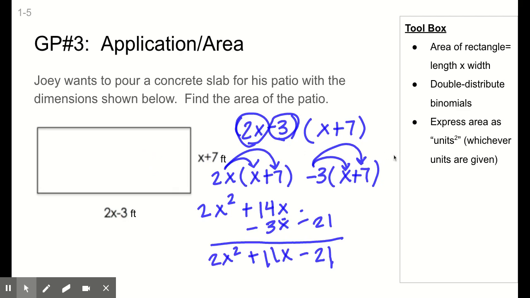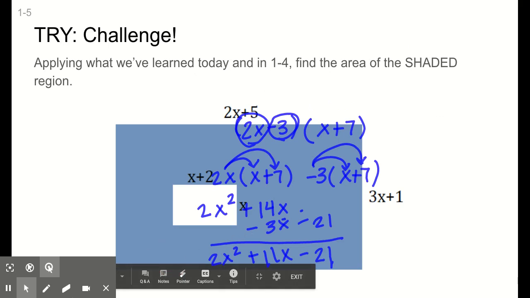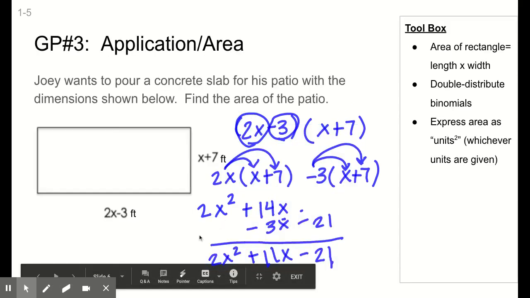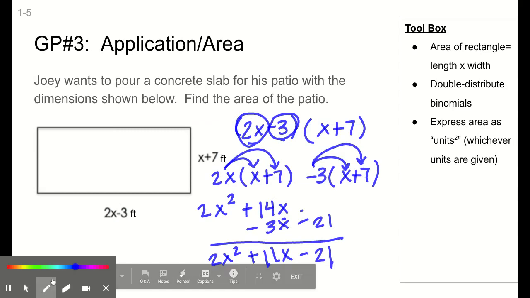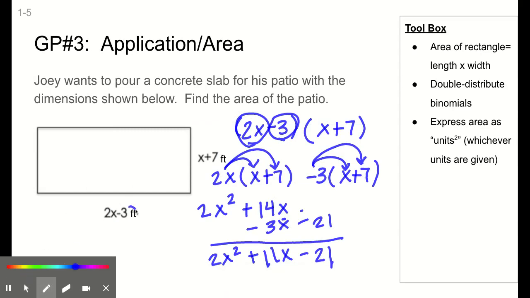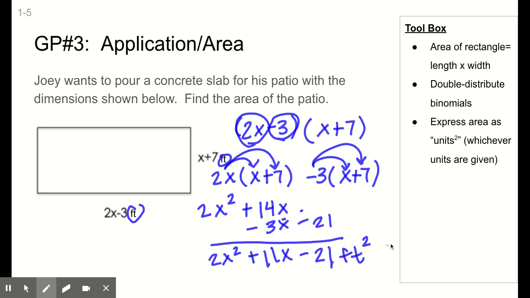And what we need to remember to do, which I didn't do, so we need to make sure that we're expressing our area as units squared. And the units is going to be whatever is given within the problem. So for this problem here, our units are given in feet. So what we need to do is go back to our area and say the area of the concrete slab is 2x squared plus 11x minus 21 feet squared. And that is the area of the concrete slab.